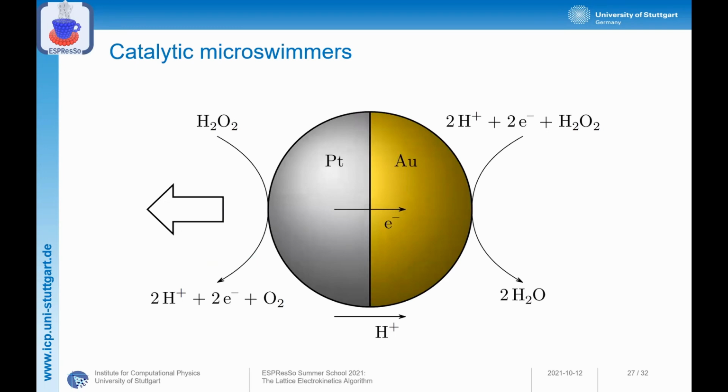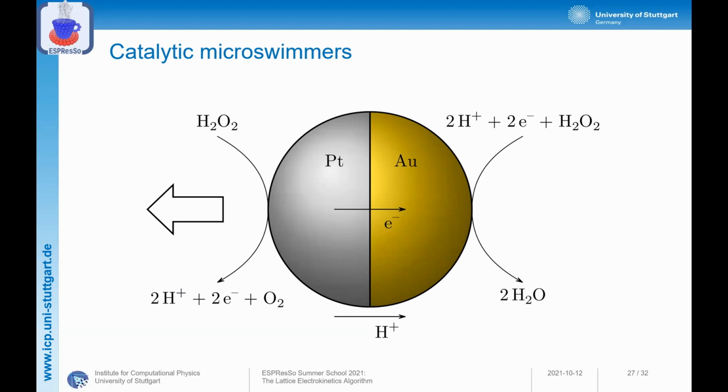Mostly we add a hydrogen peroxide solution to them, and there are two different reactions taking place on both sides of the catalyst. So on the first side, we see that the hydrogen peroxide gets reduced to oxide and hydrogen ions and electrons. The electrons move through the particle itself, and the hydrogen ions flow in the fluid. And on the other side, this hydrogen peroxide reacts with these created products to water.